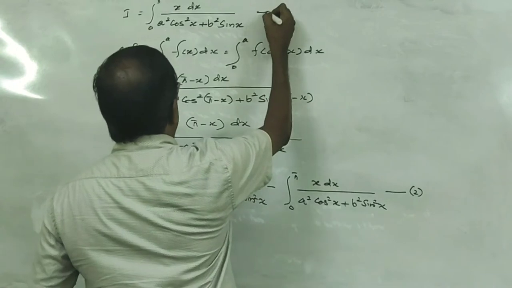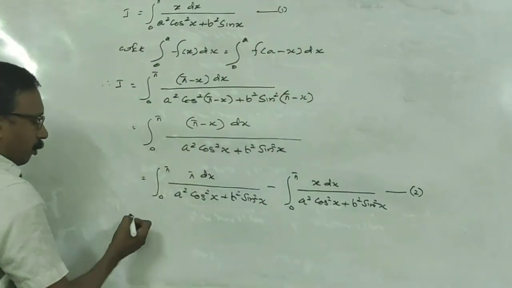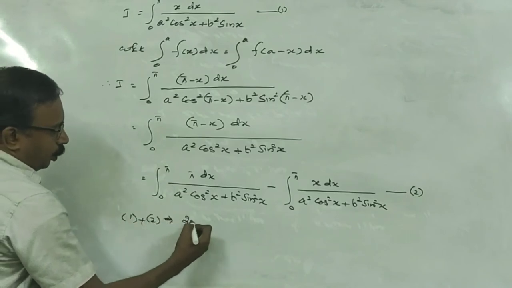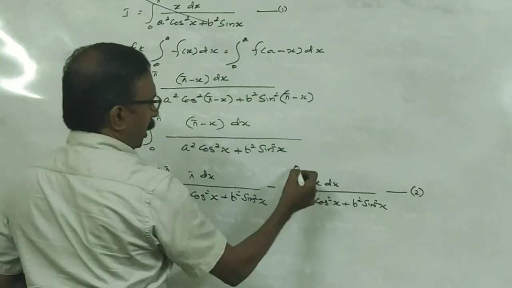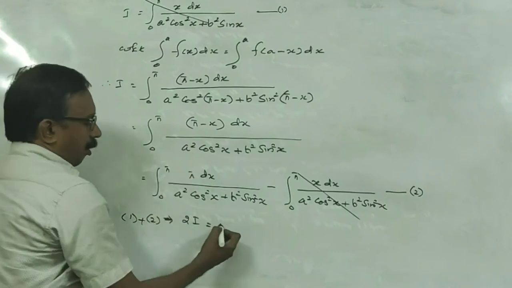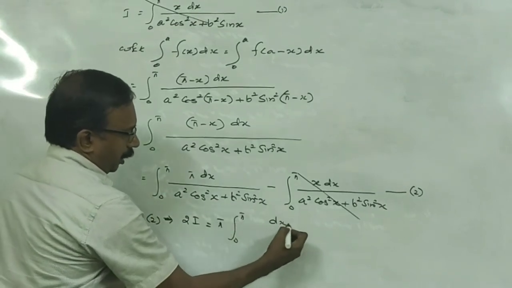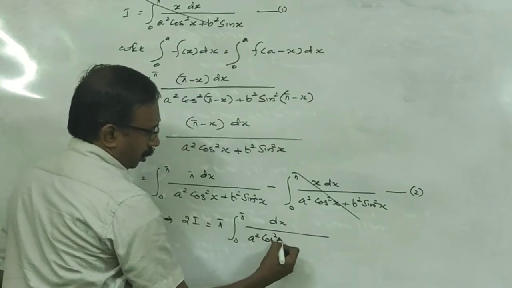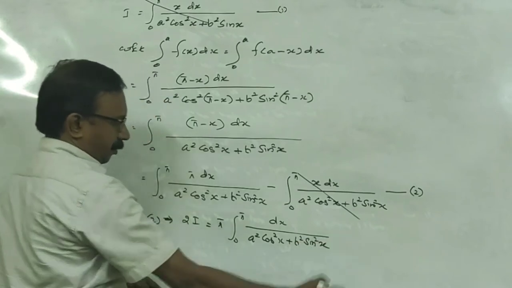This is equation number 1. Now adding these two equations, 1 plus 2, which implies that 2y is equal to, adding these two, the terms get cancelled, positive and negative. Then pi is a constant into integral 0 to pi dx by a square cos square x plus b square sin square x.